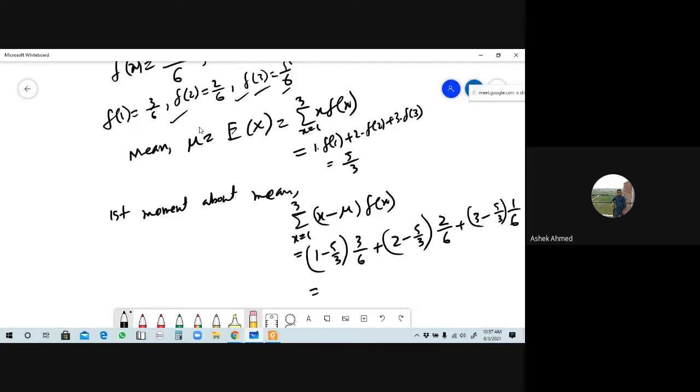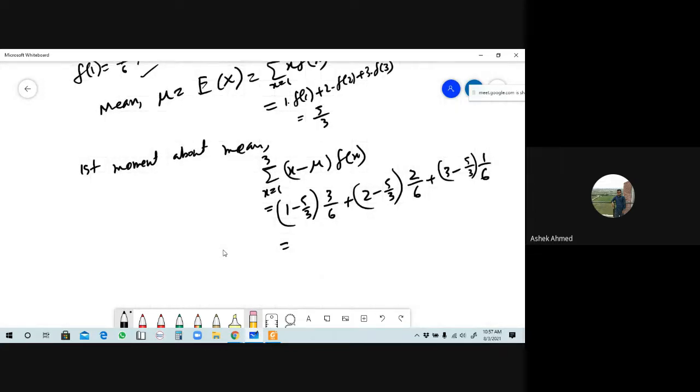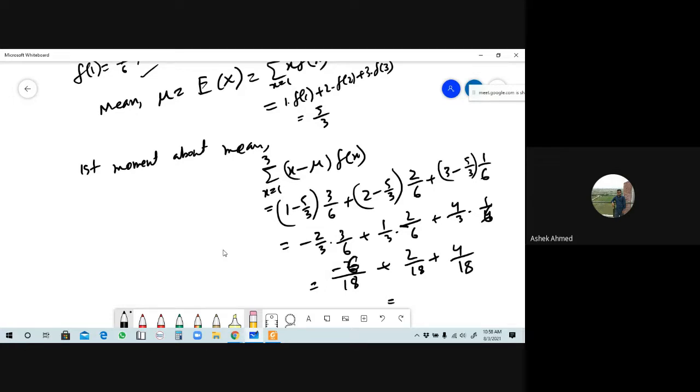So this will be the result here. 1 minus 5 by 3 represents minus 2 by 3, and this is 3 by 6, plus 6 minus 5 means 1 by 3 into 2 by 6, plus 9 minus 5 means 4 by 3 into 1 by 6. So the result will be minus 6 plus 2 plus 4 by 18. The new denominator is 18 and the numerator is minus 6 plus 2 plus 4, so the result is 0.